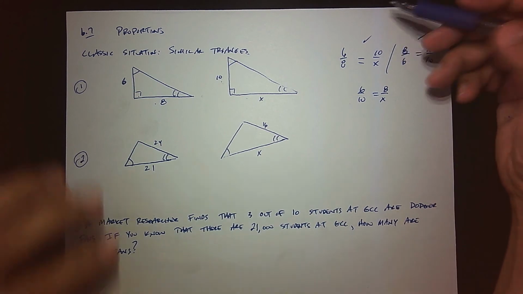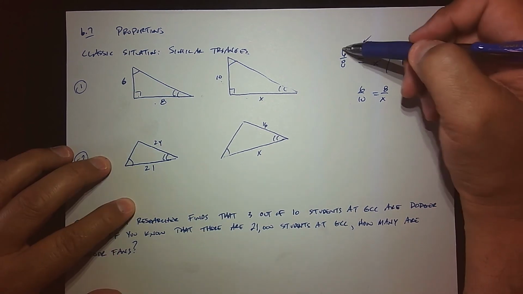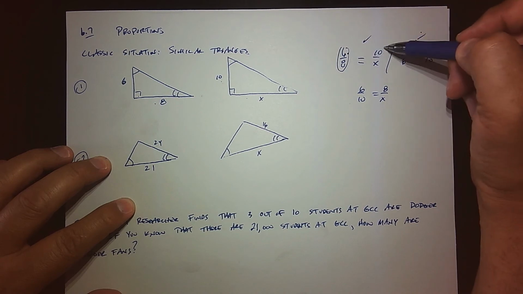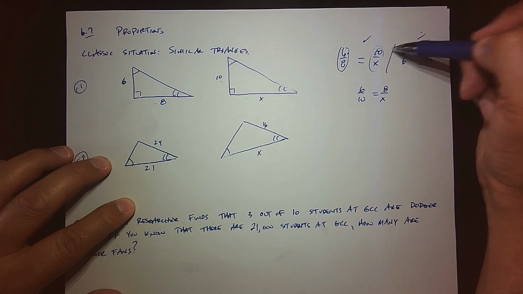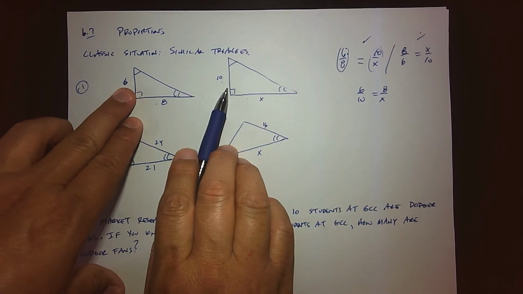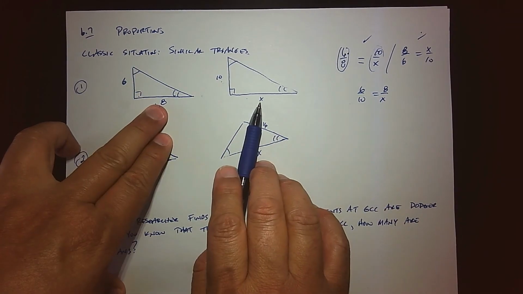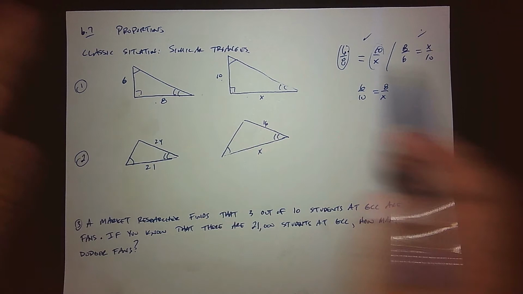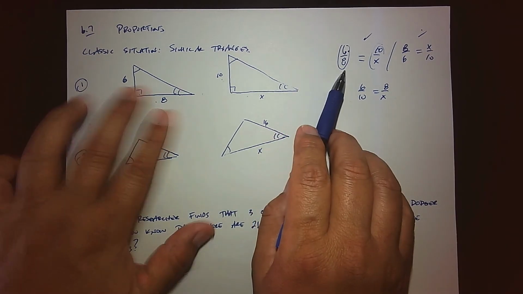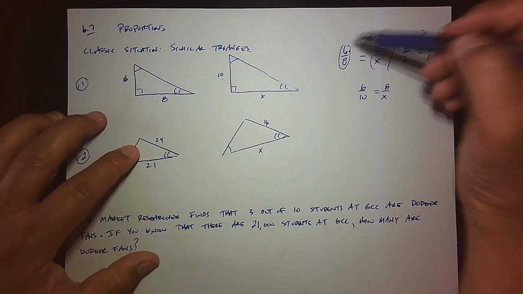But notice what I'm doing. No matter which one I have, I'm being consistent. Whatever fraction I set up on one side, I'm doing a similar ratio to the other. These two sides represent the same type of side. So 6 is to 10 like 8 is to x. Or you can keep the two situations separate and say the fraction 6 over 8 is equivalent to the fraction 10 over x. The ratios are the same.